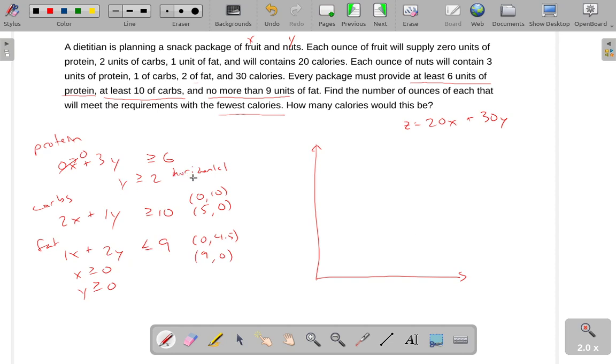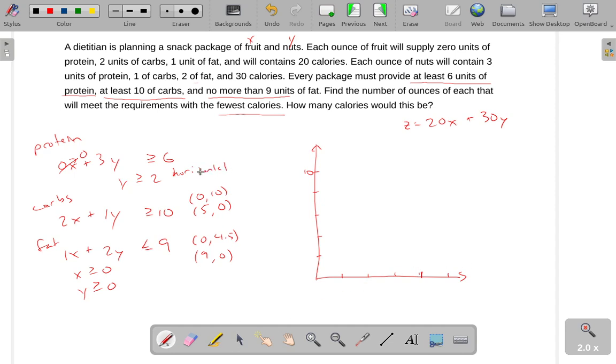Let's see, as far as shading is concerned, I'll do that in just a second. Alright, so graphing all of these, it looks like I just need to go up to 10. So let's go 2, 4, 6, 8, 10.